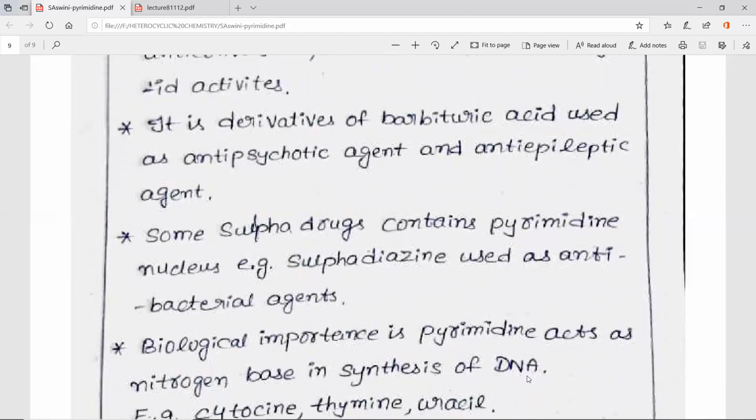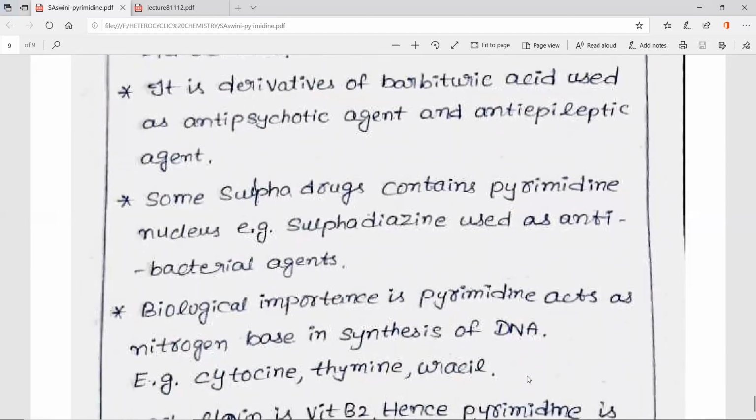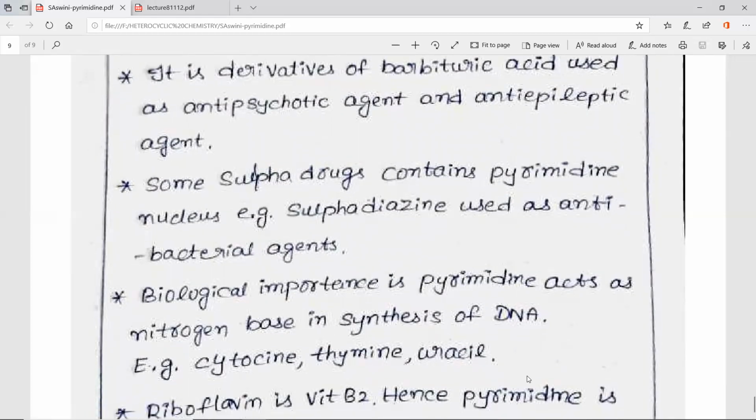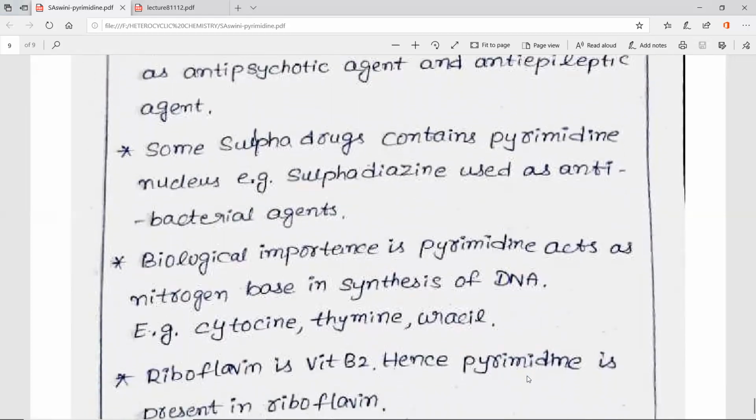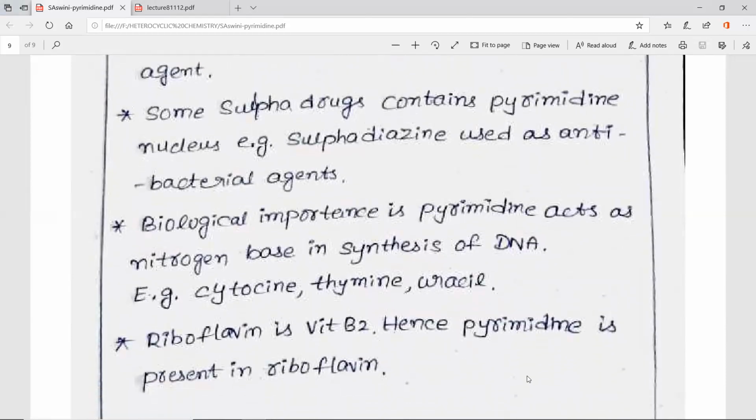So the derivatives of barbituric acid are used as antipsychotic agents and anti-epileptic agents. We have various barbituric acid derivatives that have been employed as anti-epileptic agents. Some sulfa drugs also contain this pyrimidine ring system, like sulfapyrimidine and sulfadiazine.